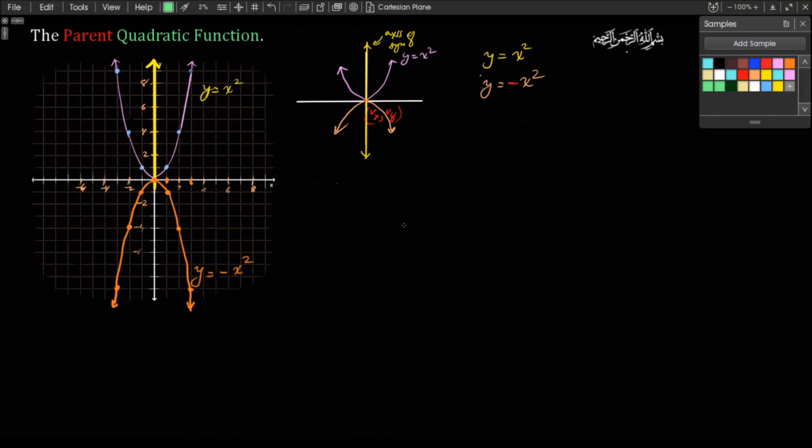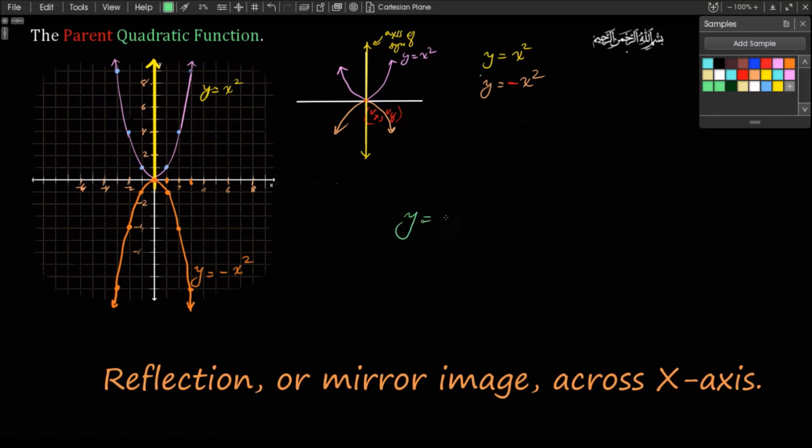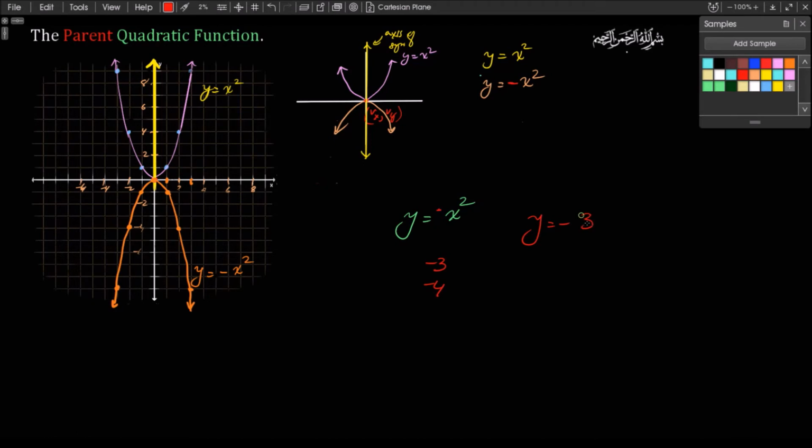So what I'd like you to appreciate is that if you have a graph y equals x squared, and you put a negative sign over here, whether it be -3, -4, so if it's y equals -3x squared, this negative sign will flip the graph compared to the parent function. Okay, if this is the graph of the parent function, what does the graph of y equals 3x squared look like? Well, think of it like this.